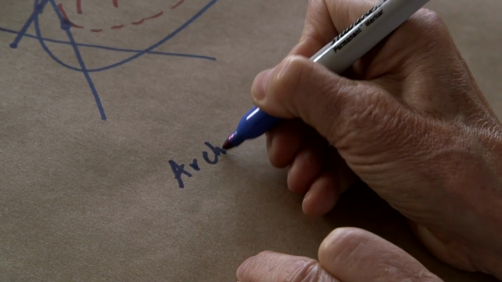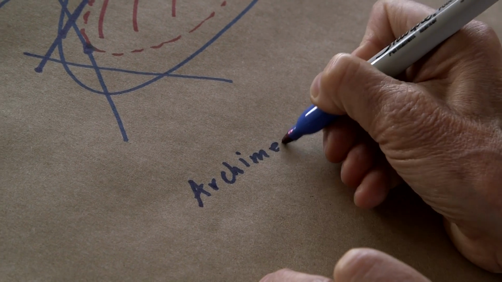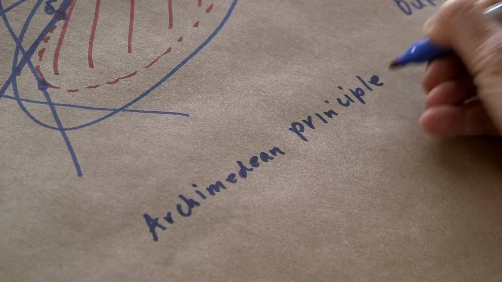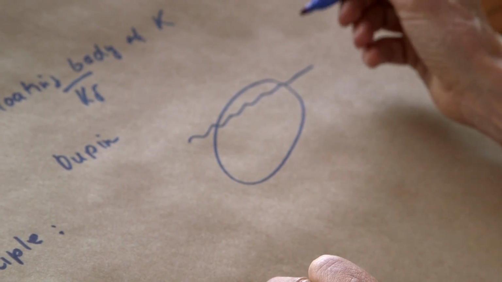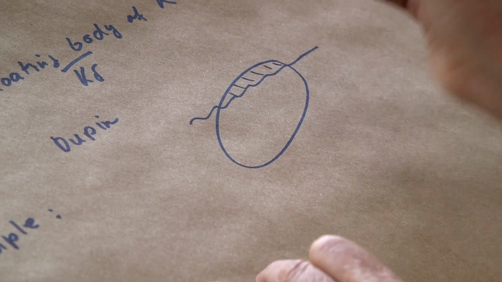So why is it called floating body? It's called floating body by the Archimedean principle. We know that an object floating in water, so if we have an object and here is the water surface, an object floating in water has always a set of equal volume above the water surface.